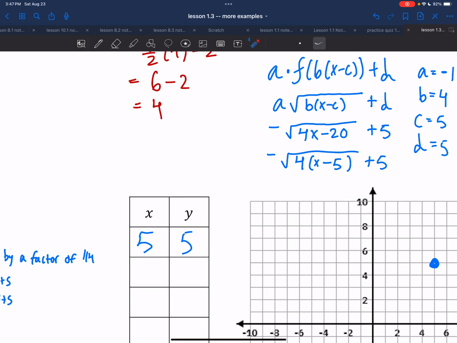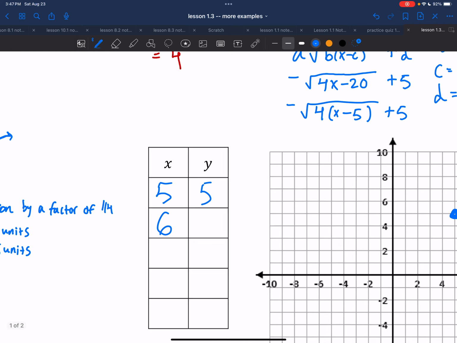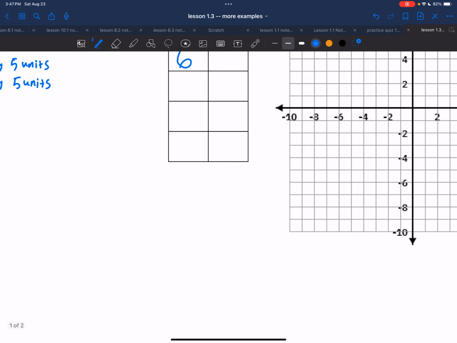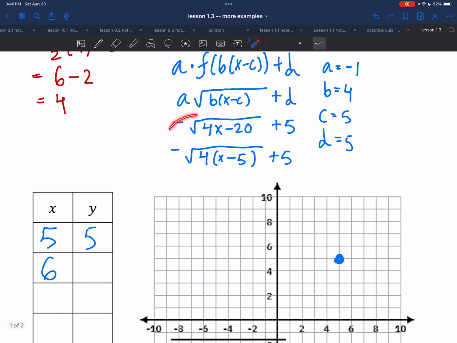So, what can we plug in? Well, let's plug in something close to 5, right? Close to 5 would be like 6, okay. So I'm going to say, where can I find some room here? Yeah, right here. I say f of x is negative root. And by the way, it's cool to use either of these forms. You can either use the factored form or the fully multiplied form. Doesn't really matter. I'm going to do the factored form. I think the math works out a little bit easier.